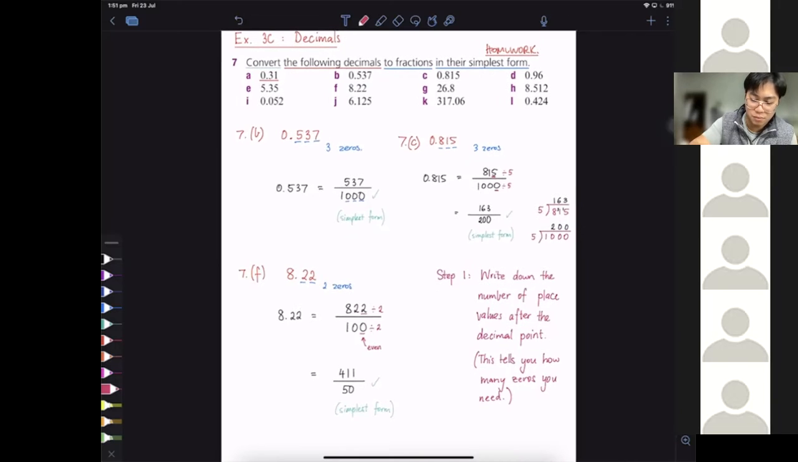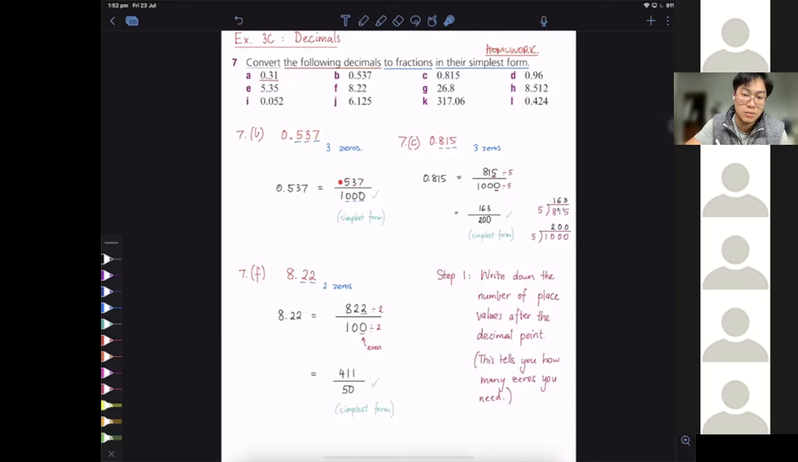So if you have a look at this example here, for B, you can see after that decimal point, we have 1, 2, and 3 decimal place values. So that means we need 3 zeros. Once we have these 3 zeros, that means we're dividing it by 1,000, because you can see the 1 has 3 zeros. That's 1,000 right there. And in the numerator, your number at the top just goes down.